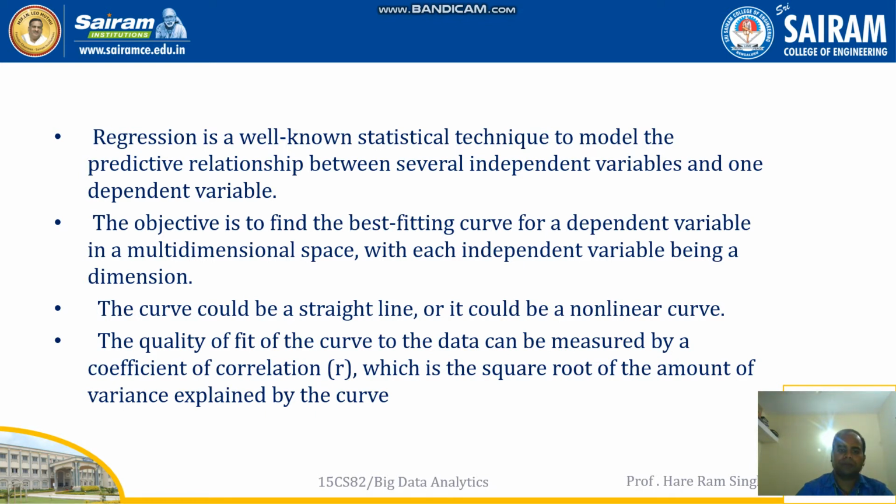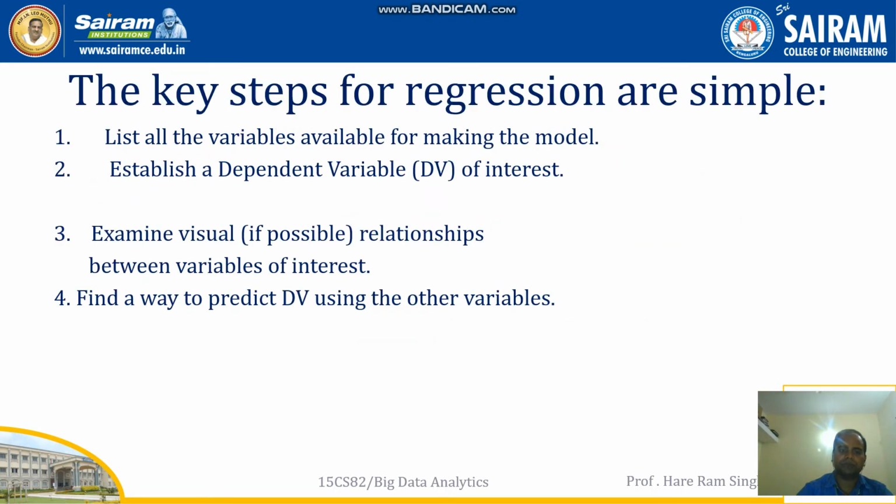The quality of fit of the curve to the data can be measured by a coefficient of correlation R, which is the square root of the amount of the variance explained by the curve. So here we find the coefficient of correlation, with the symbol small r, and with a mathematical equation we find the square root of that value, which gives you the variance. So let us see how to find the regression.